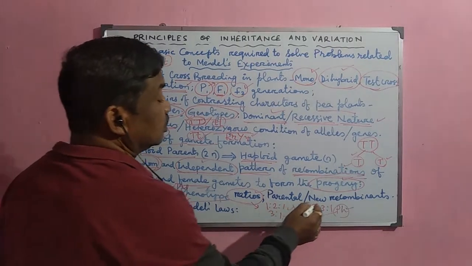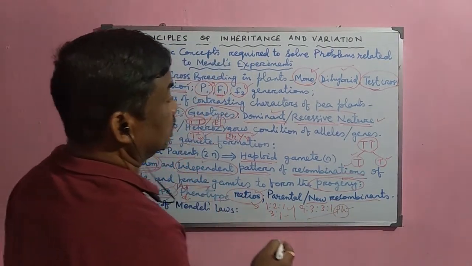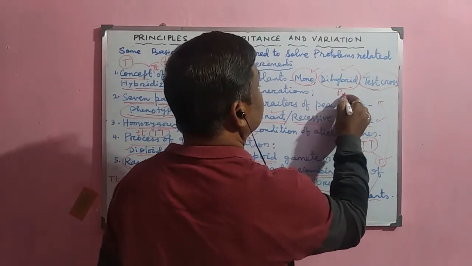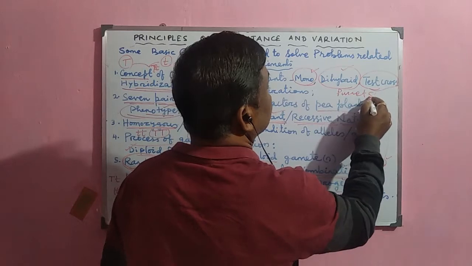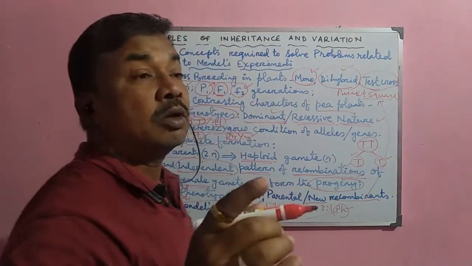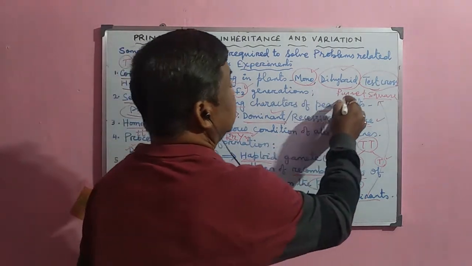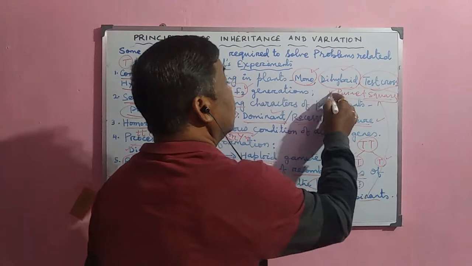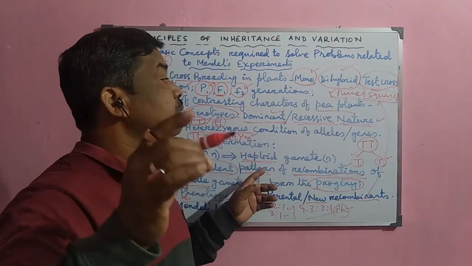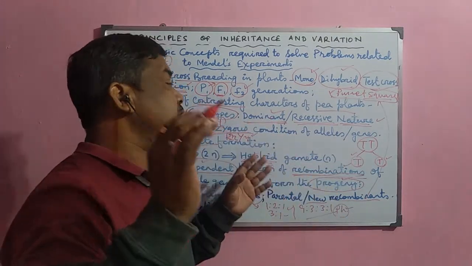And these new recombinants which are formed must be represented in the form of a Punnett square. This Punnett square method is commonly used to solve the problems of the Mendel experiment. So they must have an idea about this Punnett square, how the Punnett square is prepared, and how in the Punnett square the different recombinants are placed and their genotypes and phenotypes are determined.